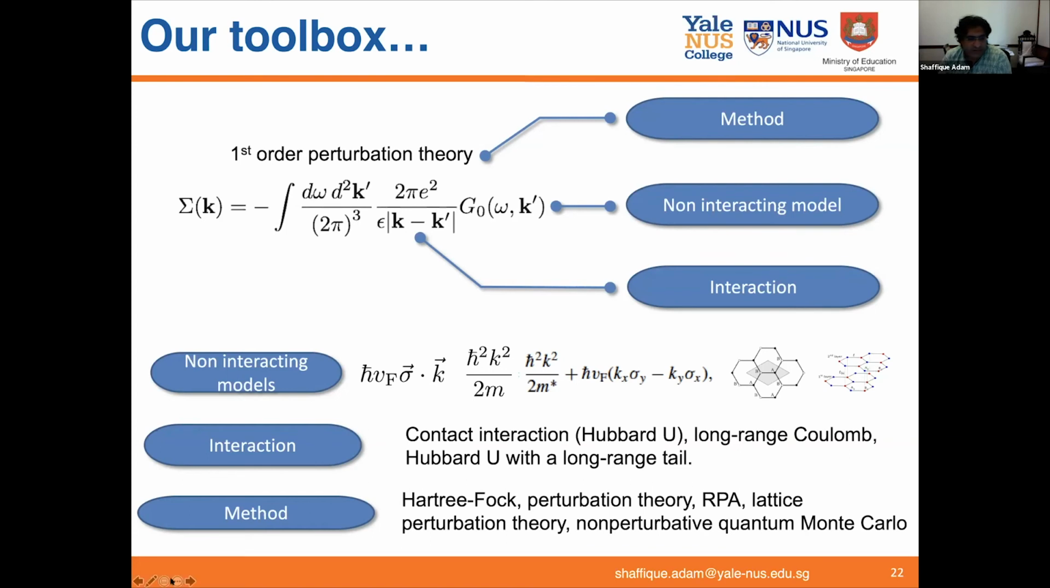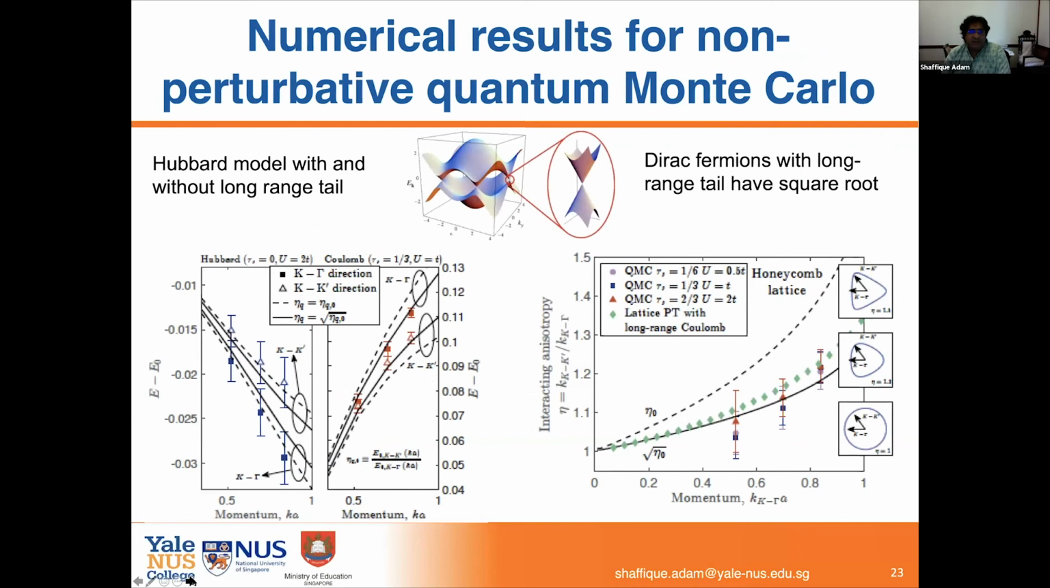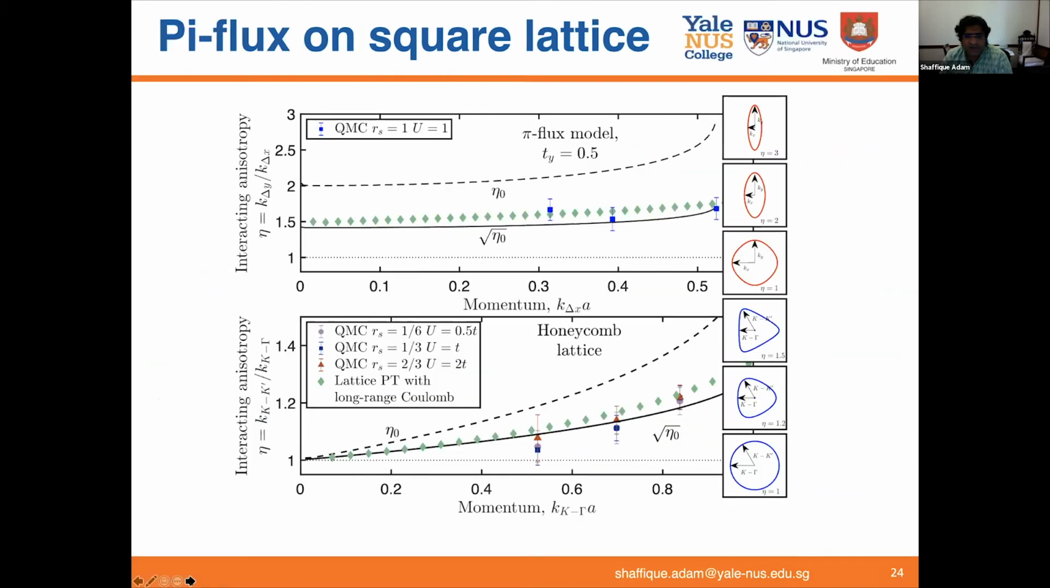I'll just go straight to the results. The first panel shows what happens when you just have a Hubbard U and no long range interaction. At least to the accuracy of the numerics, it seems like there is no change in the anisotropy as you turn on the interactions. But when you put in the long range Coulomb interaction, you see a square root behavior of the anisotropy. So there's a renormalization of the anisotropy of the Fermi surface going as a universal square root.